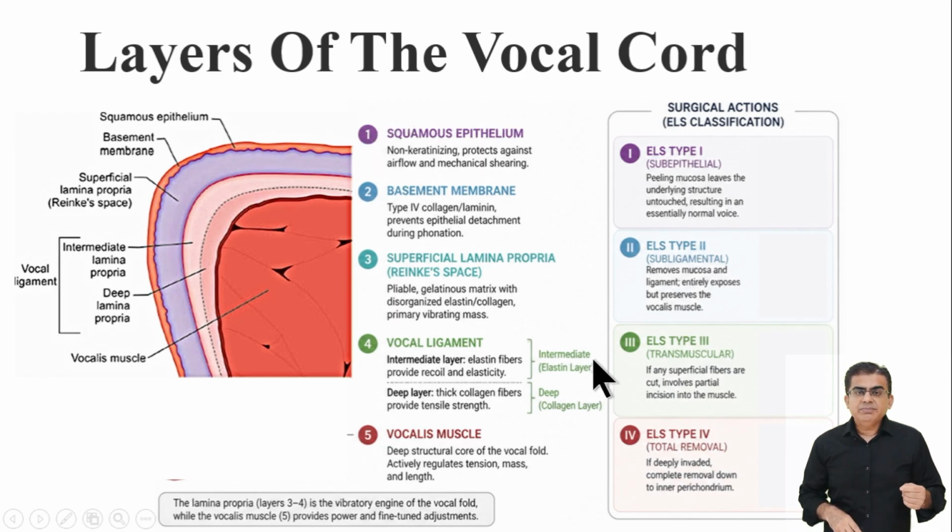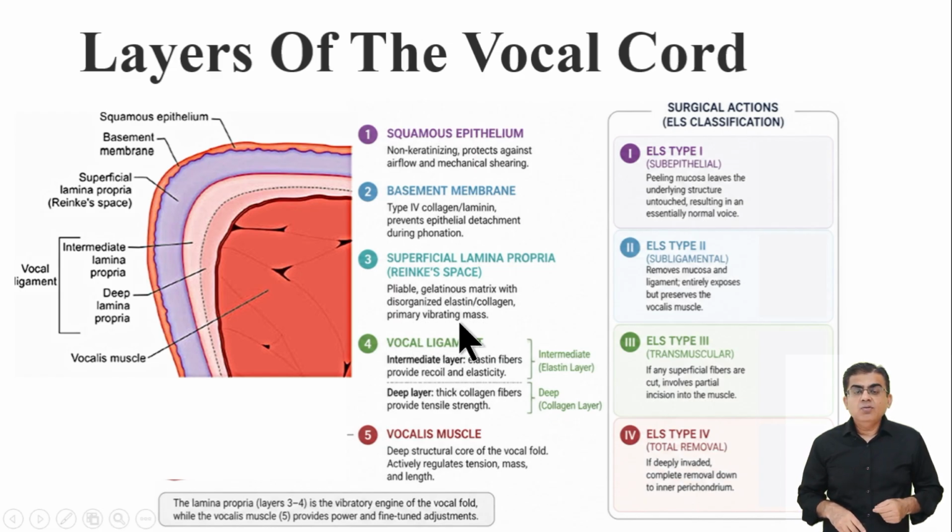First is the squamous epithelium. This layer protects the vocal cord against airflow and mechanical shearing. Second is the basement membrane. This layer prevents the epithelium from detaching during phonation. Third is the superficial lamina propria, also known as Reinke's space. This is a pliable gelatinous matrix and it acts as our primary vibrating mass.